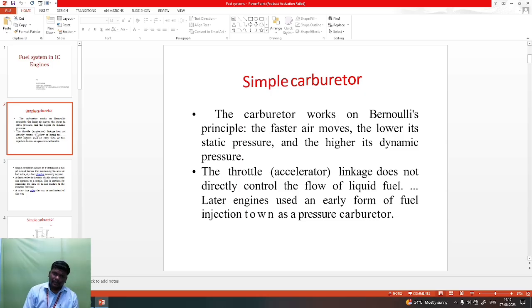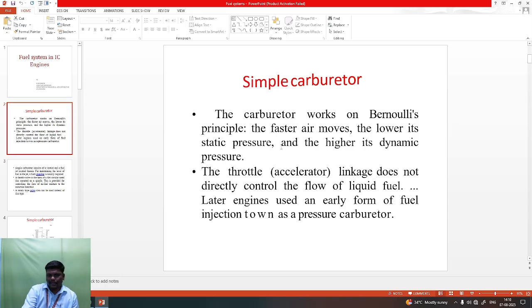First of all, what is a fuel system? IC engine means internal combustion engine. More or less the world is running on engines only. There are a lot of types of engines. Now we are going to see the IC engine, which uses air and fuel. Let us see what engines are available.